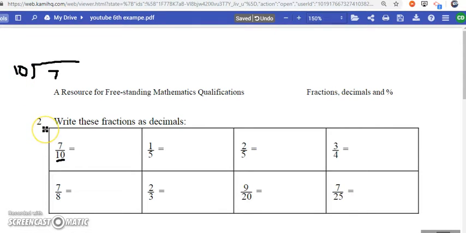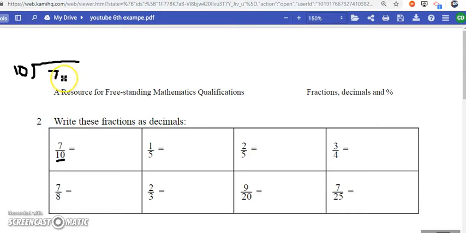Now, a fraction is something that is less than one whole. As you can see, 10 will not go into 7. Therefore, it is less than one whole. 10 would go into 10 one time. The fact that this is a number that is smaller than 10 tells you it is less than one whole, which is what a fraction is.